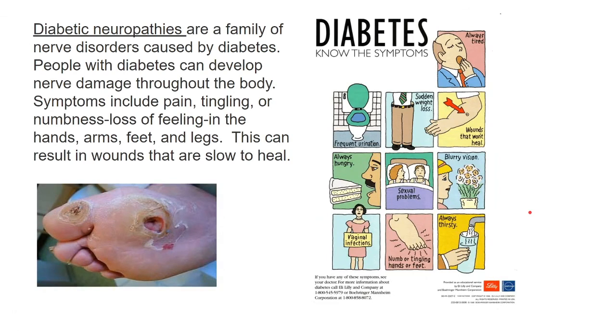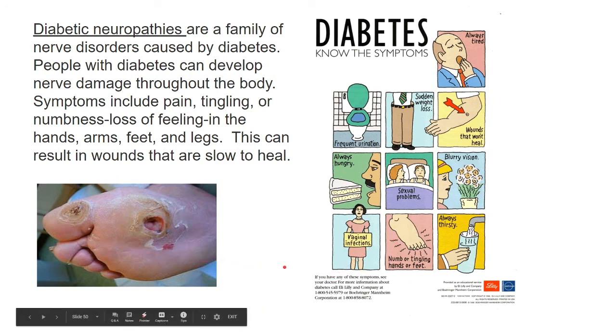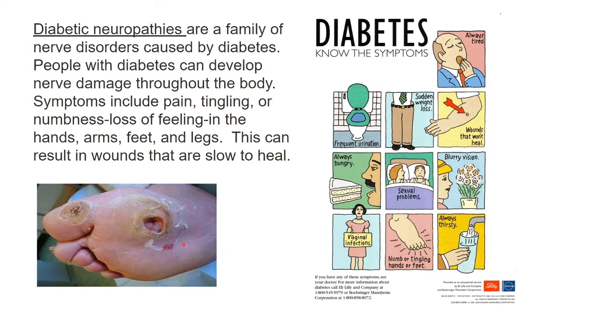If diabetes is not treated properly, you can end up with diabetic neuropathies. They're a family of nerve disorders caused by diabetes. People with diabetes can develop this nerve damage throughout the body. A lot of times you do see issues with the feet, and you get wounds that don't heal very well. Symptoms include pain, tingling, numbness or loss of feeling in the hands, arms, legs, or feet, and wounds that just don't heal.